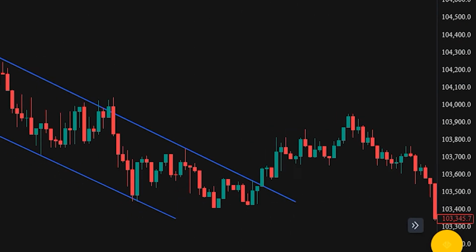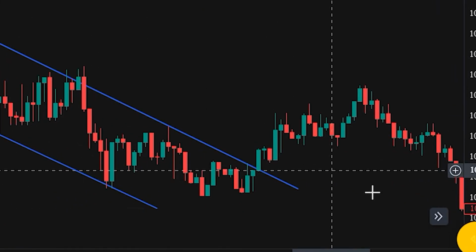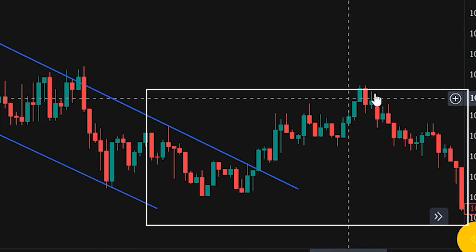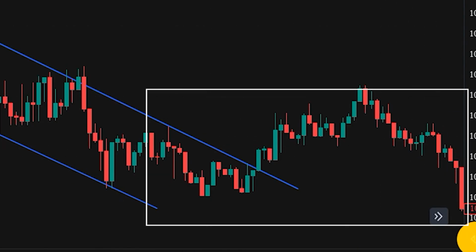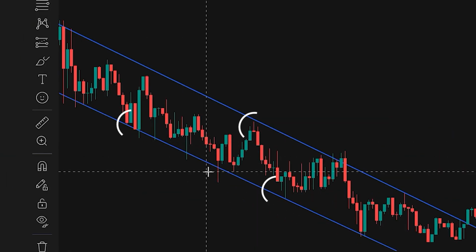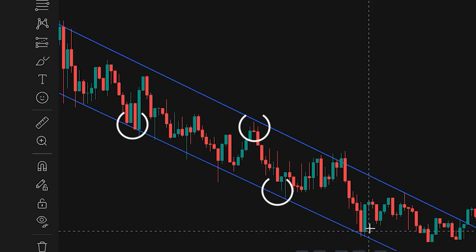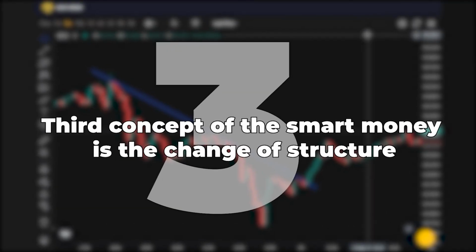And the task of analysts in large investment companies is precisely to determine the market structure. First, whether we are trending or flat, and how we will work in this market structure. The second is to determine the bid and ask prices, from which we will specifically make deals and place our pending orders. And the third concept of the smart money is the change of structure.